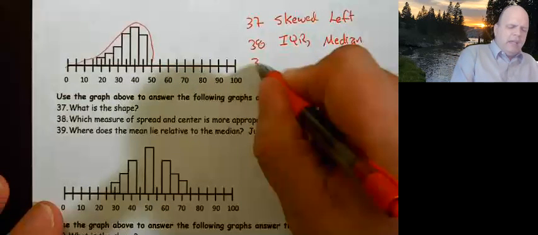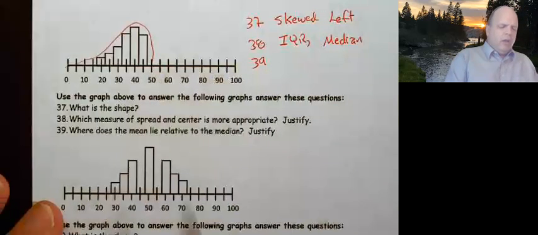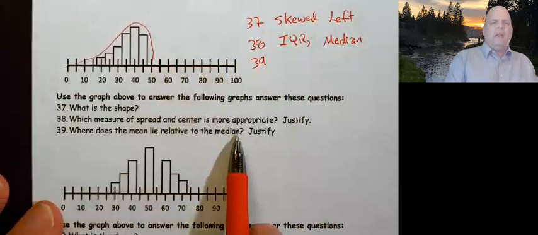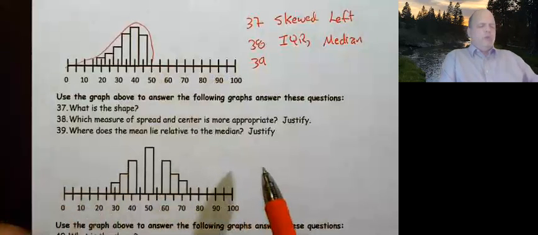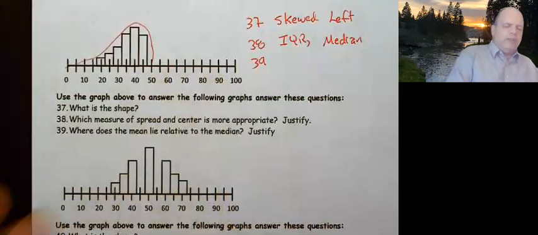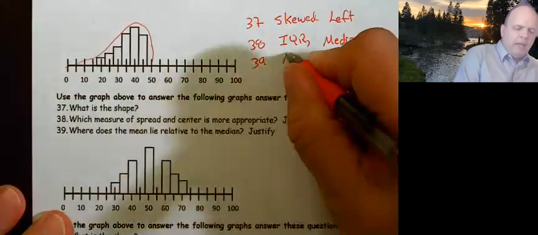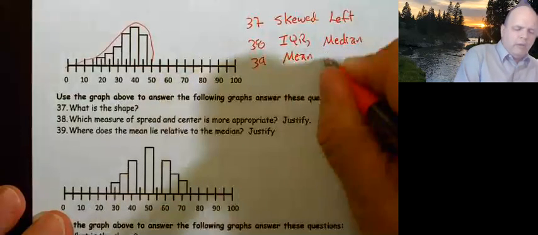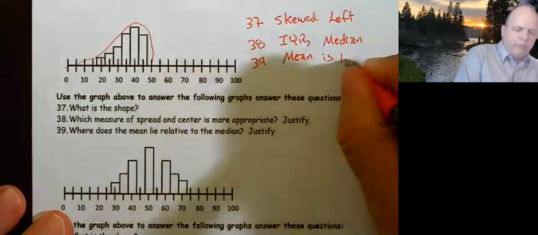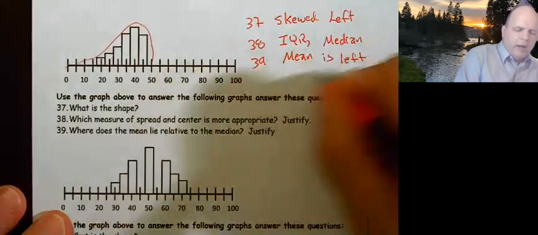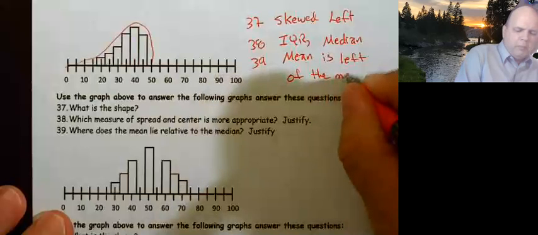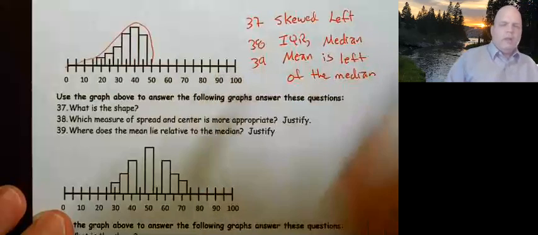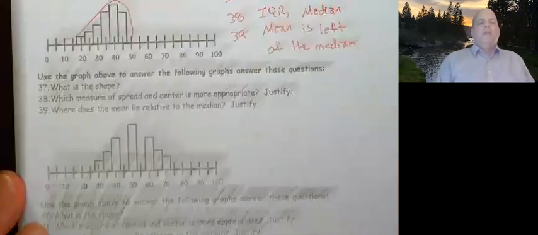Where does the median lie relative to the mean? Where does the mean lie relative to the median? Well, if it's skewed left, then the mean is to the left of the median. Mean is left of the median. All right. The next one.